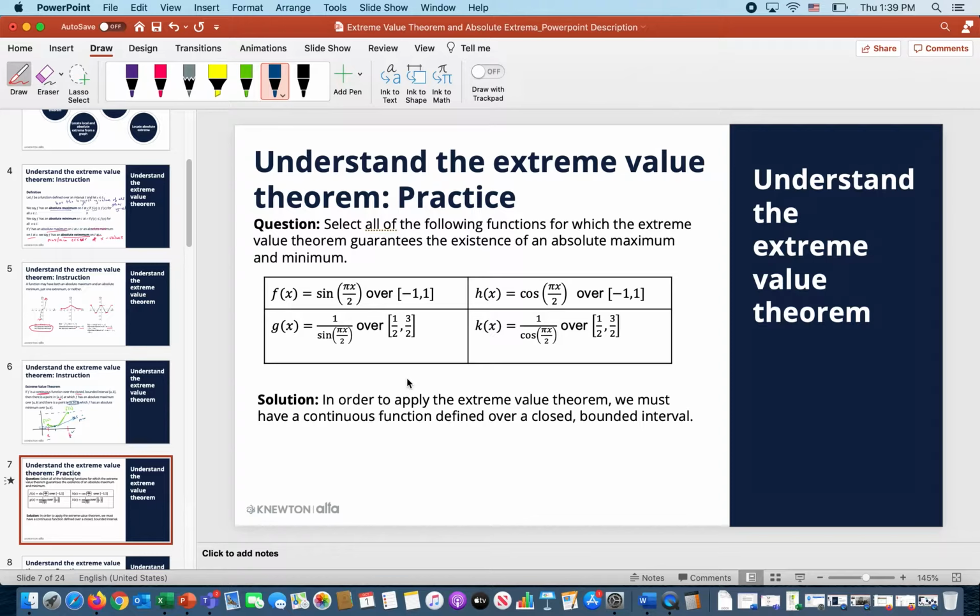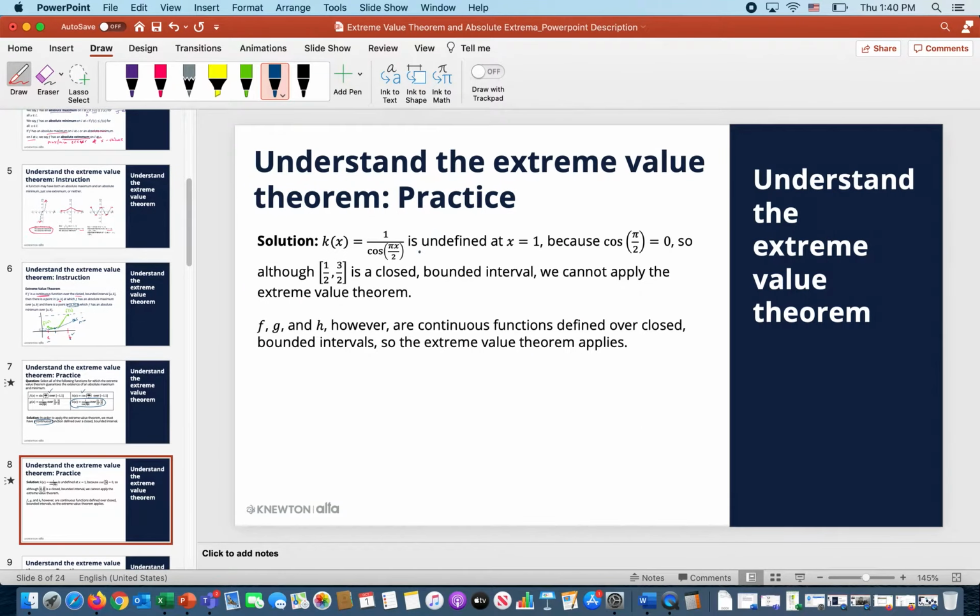Now, here's a couple of exercises where we want to know, does the extreme value theorem guarantee the existence of an absolute maximum? And really the question is, which function is continuous on this interval? It says select all of the following functions for which the extreme value theorem guarantees the existence. This one right here is one where we might be concerned. We go from 1/2 to 3/2, and are there any values in between that would make that 0? So sine is continuous and cosine's continuous.